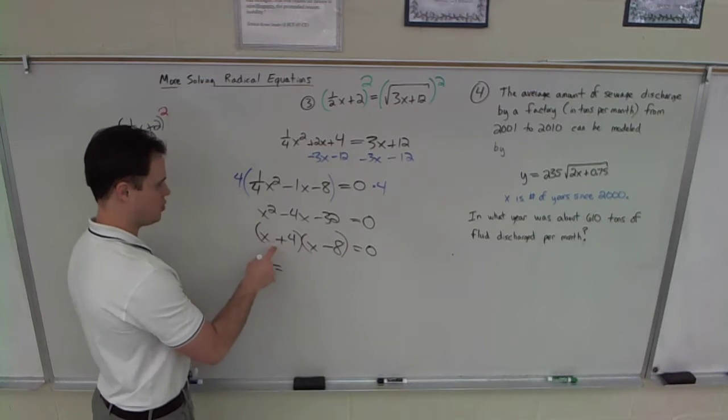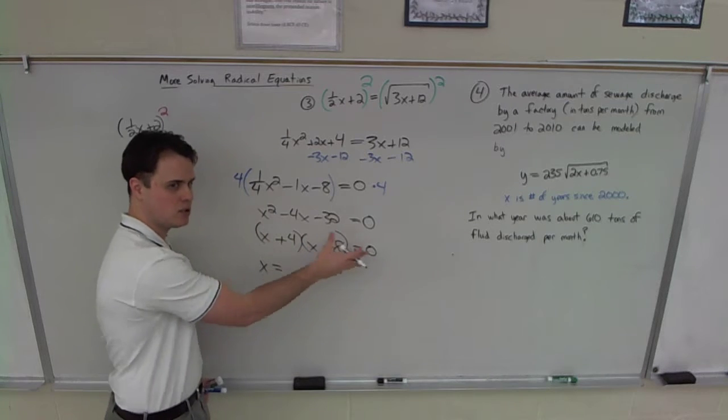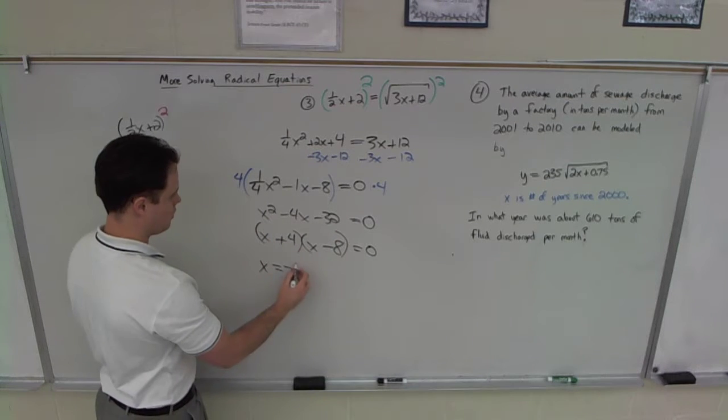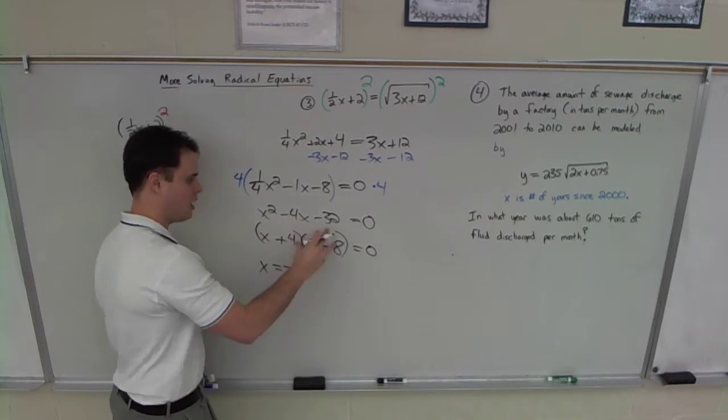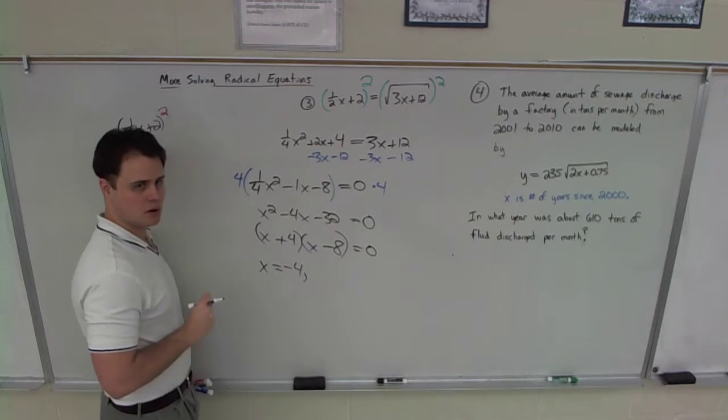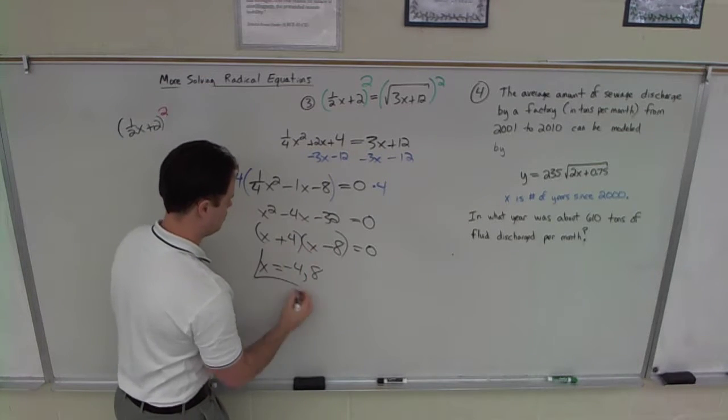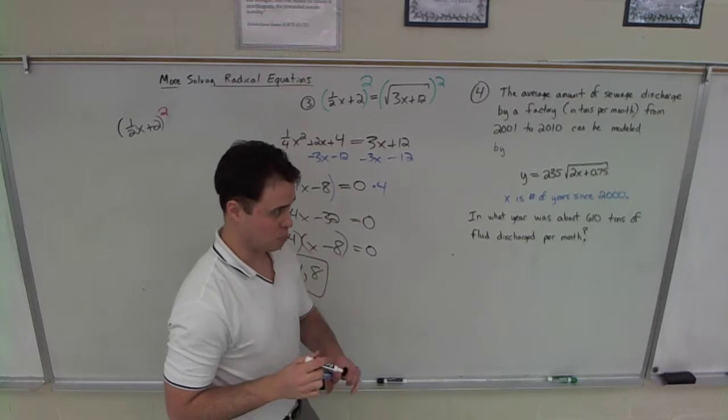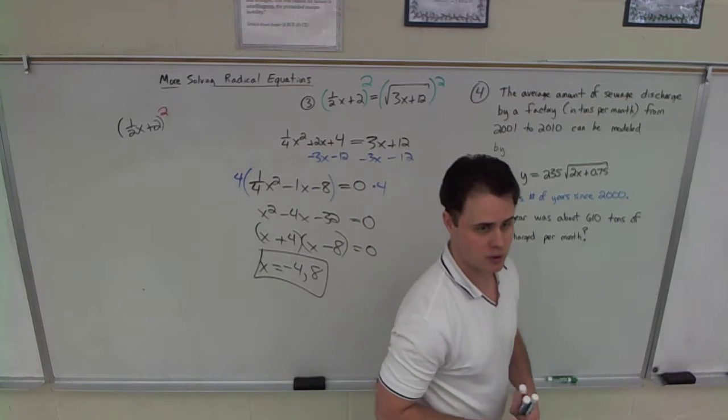X equals, from this one, what makes this factor 0 that makes everything 0? -4. What do I put here to make that 0, which makes everything 0? 8. Two answers. Be skeptical.